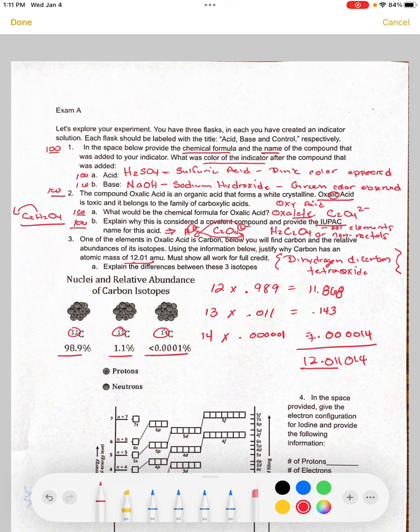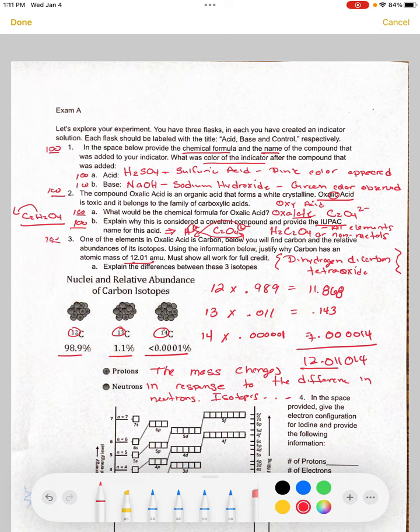Explain the differences between these 3 isotopes. Well, the difference is the mass changes in response to the difference in neutrons. Isotopes have the same number of protons, but a different number of neutrons. That's it. That's all you have to do for that one. If you did that, then you got a full 100% for this question. That's how you answer that question. That's what you were supposed to do.